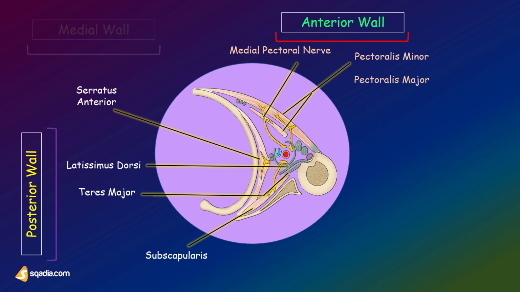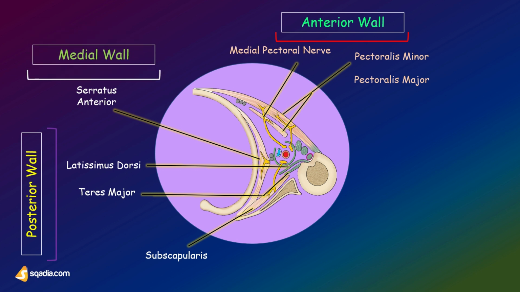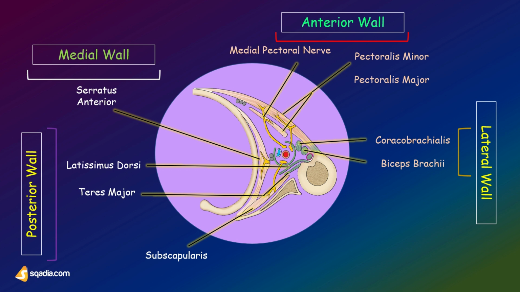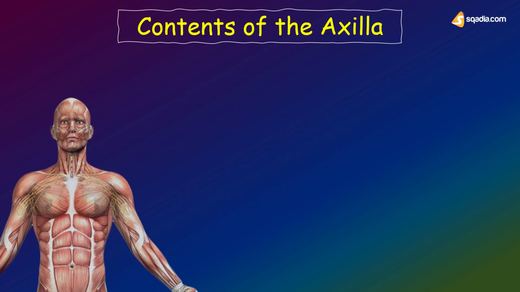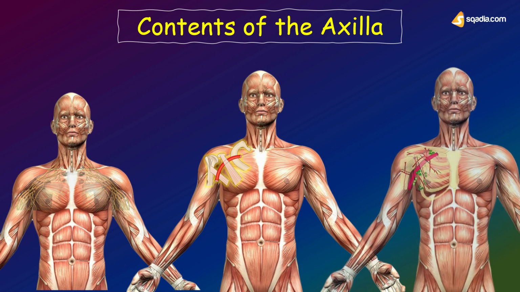At the medial wall, we have the serratus anterior and its nerve, while the lateral wall comprises coracobrachialis muscle and the short head of biceps brachii. Now that you know the boundaries and location of the axilla, in the coming sections, we will discuss the contents of the axilla. Stay tuned.